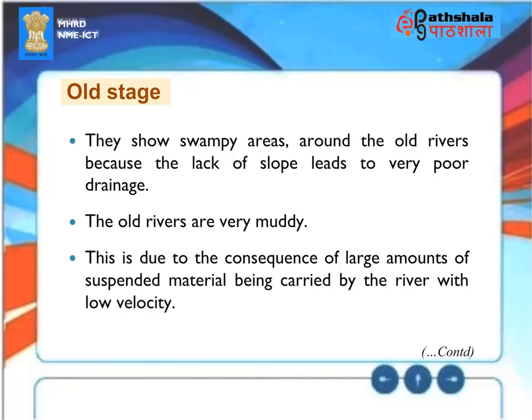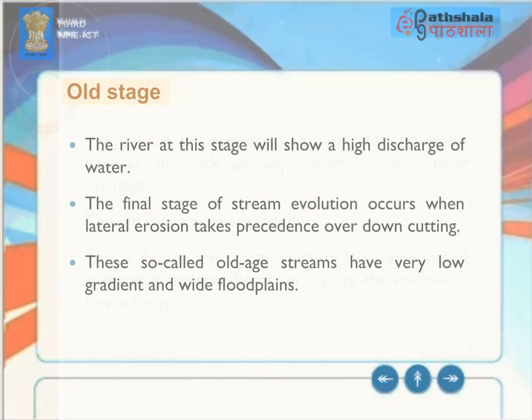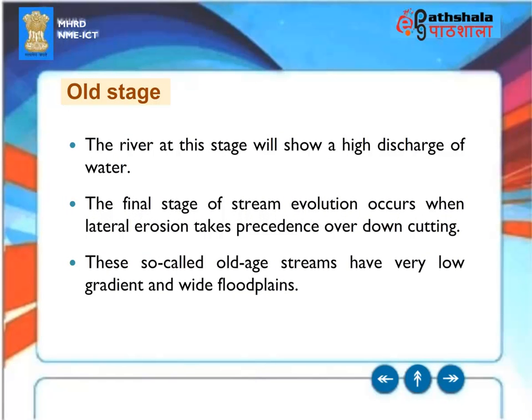The old rivers are very muddy. This is due to the consequence of large amounts of suspended material being carried by the river with low velocity. The river at this stage will show a high discharge of water. The final stage of stream evolution occurs when lateral erosion takes precedence over downcutting. These so-called old age streams have very low gradient and wide floodplains.